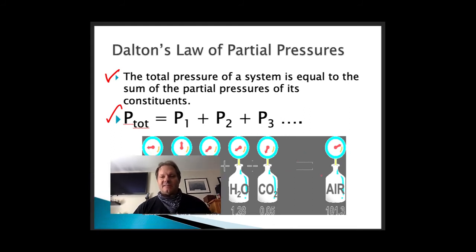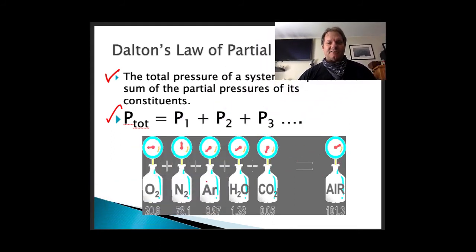So air itself is made out of oxygen, nitrogen, argon, water, carbon dioxide. 78.1 kilopascals of pressure are due to nitrogen. 20.9 kilopascals are due to oxygen. 0.97 kilopascals are due to the argon. 1.28 kilopascals are due to water. And 0.05 are due to the carbon dioxide. When I add these all up, I get the pressure of the air.